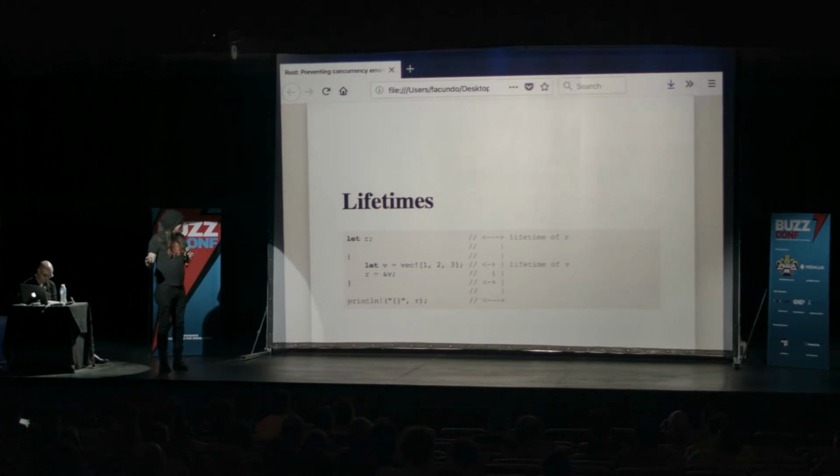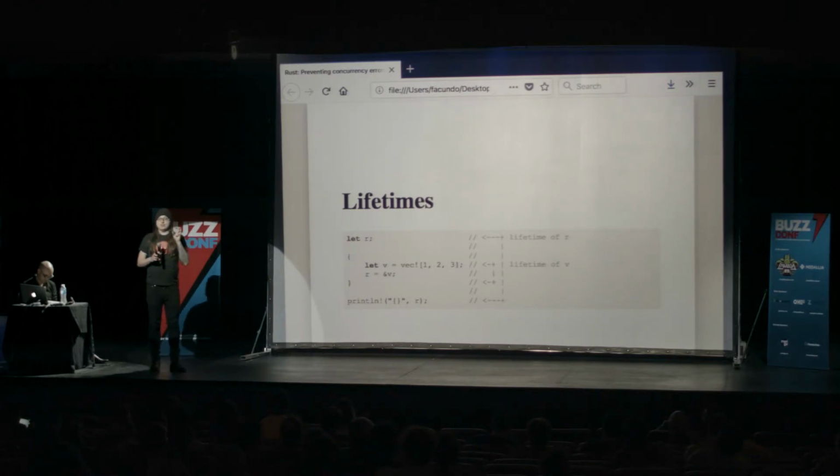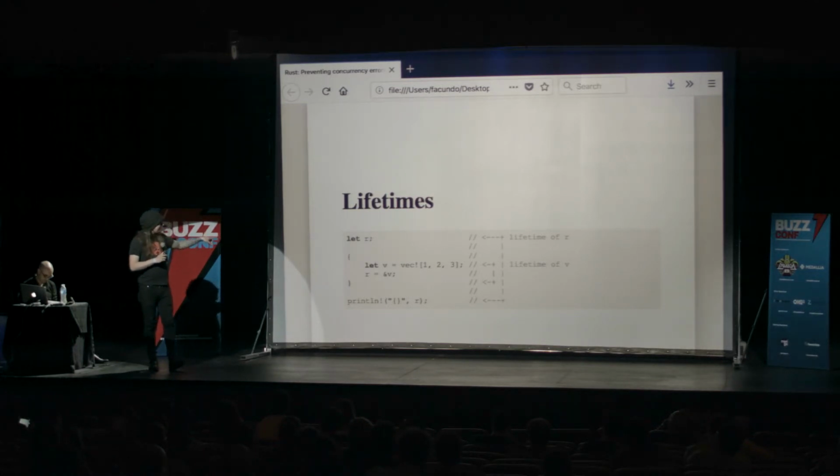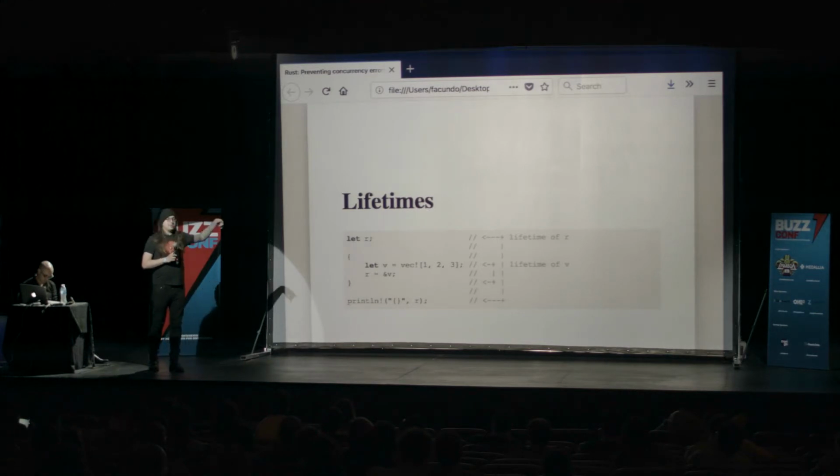However, I made this little diagram to show you the scopes, so you can visualize it. r lives from where it's declared to where it's used down here, and then v is from there to there, so it's smaller, right? The compiler looks at these lifetime annotations and compares these spans of code, and it says, wait a minute, r and v are connected to each other, but v dies before r dies, so compile time error, this is a problem.